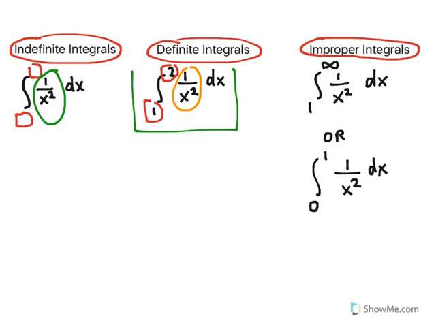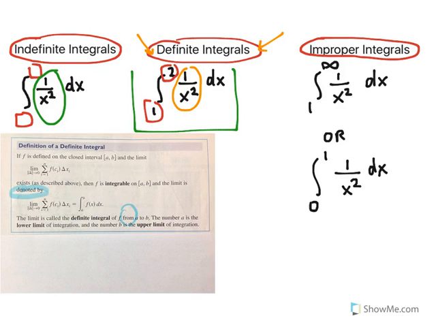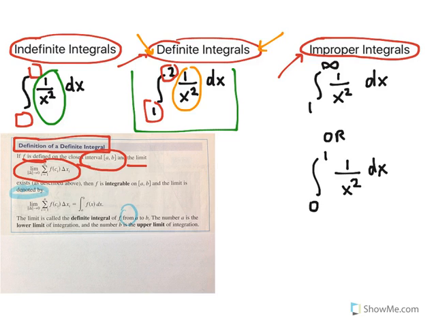So what makes an integral improper? To understand what an improper integral is, let's first go back and review what a definite integral is. Here we have the definition of a definite integral. It says you have a function defined on a closed interval from a to b, and the limit that you have here is the limit of a Riemann sum as the norm of the partition approaches 0.